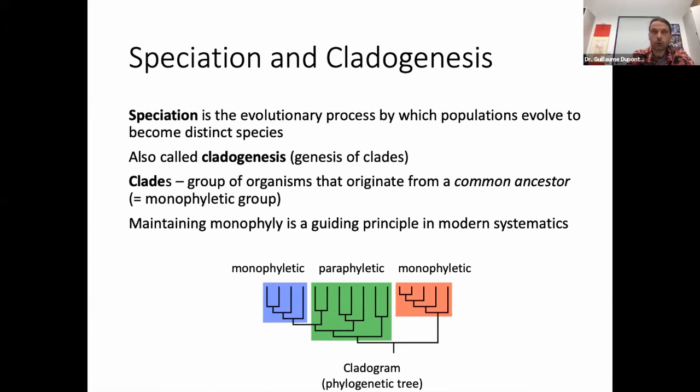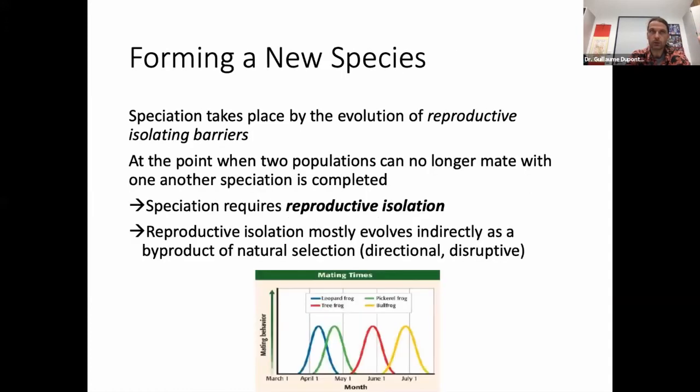Okay, so thinking again about the biological species concept, we have reproductively isolated populations. So speciation requires the evolution of reproductive isolating barriers. That means that at some point, two populations cannot mate with each other. This is so fundamental. We need reproductive isolation.